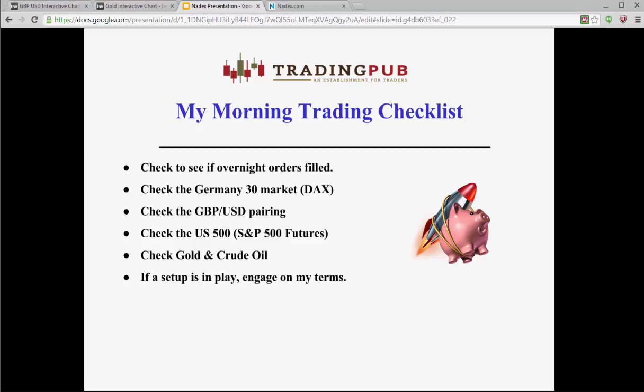What I want to do first is check to see if any of my overnight orders have filled. If they haven't, and they're just hanging out there, I may cancel them. I check the DAX market. I check the British pound U.S. dollar pairing. And then I check the other markets I like to look at, the E-mini S&P, gold and crude. If there's a setup that looks like it's in play, I'll engage it on my terms. That means I'll probably place a limit order instead of a market order and see if the market pulls back and fills.